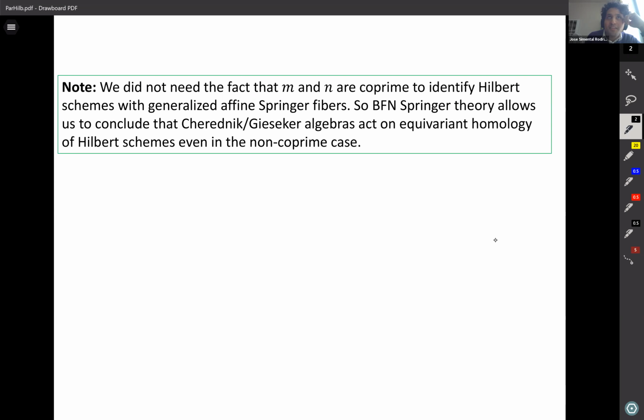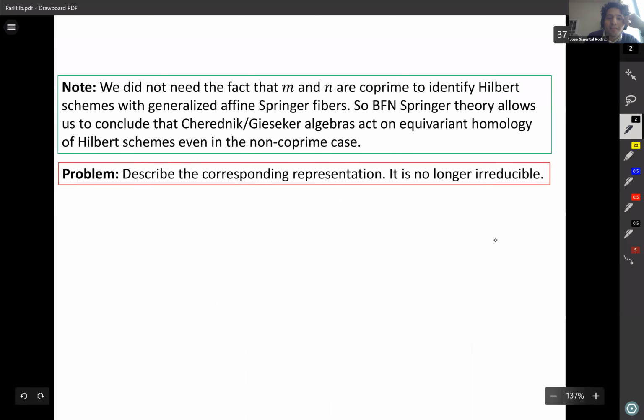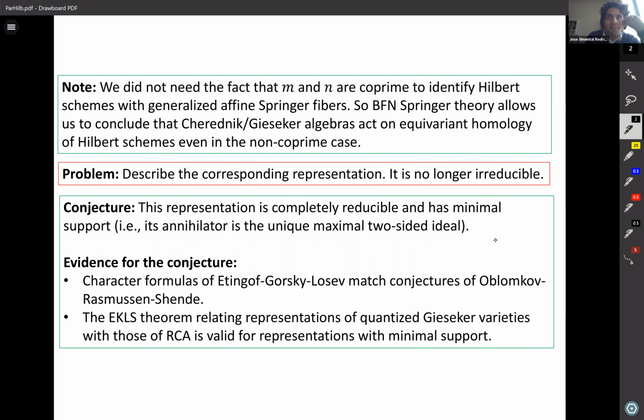However, it is not so nice. We don't know explicitly what representation we get in the non-coprime case. For sure, it will no longer be irreducible. It is, for example, non-irreducible when M and N are both equal to 2. We conjecture that even though it is no longer simple, it is still semisimple, and it has minimal support.